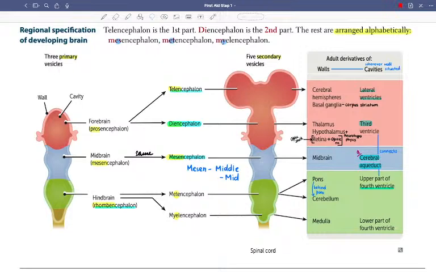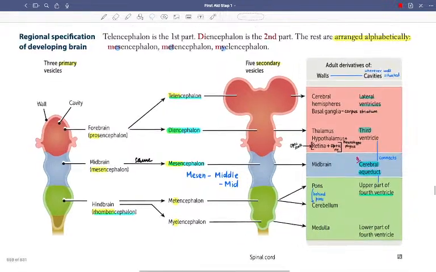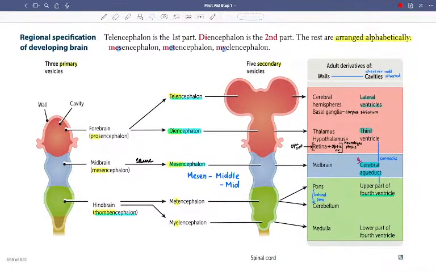So telen will obviously give the cerebral hemispheres and basal ganglia and everything, and the lateral ventricle. That is the cavity. So this side is the hemispheres, and this side is all the CSF flow. Then we have diencephalon, that is thalamus, hypothalamus, retina. Important, retina is very important. Even optic stalk, optic nerve, neurohypophysis, all of that. So it is going to give rise to thalamus, hypothalamus, retina, optic stalk, optic nerve, neurohypophysis.